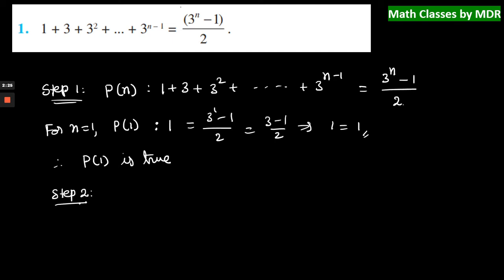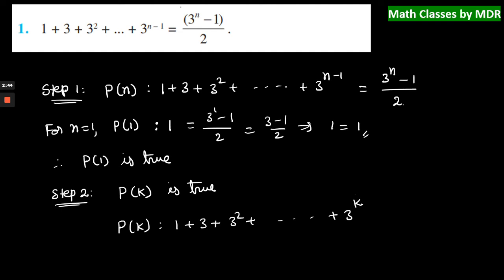What is the second step? We assume p of k is true. Okay, assume p of k is true. So now write that p of k is equal to 1 plus 3 square and so on, 3 to the power k minus 1, equals 3 to the power k minus 1 by 2, right? So we have assumed that p of k is true. Now what to do? We need to prove that p of k plus 1 is true.